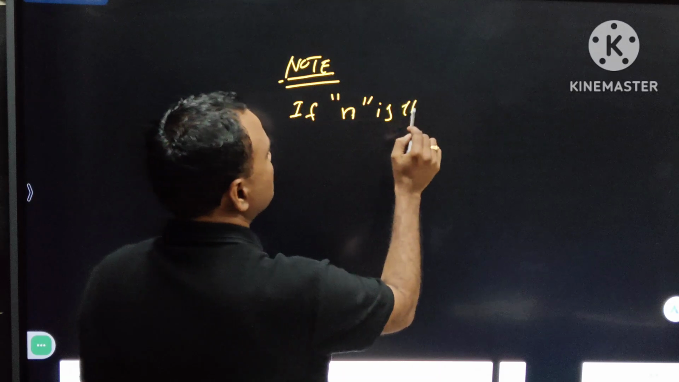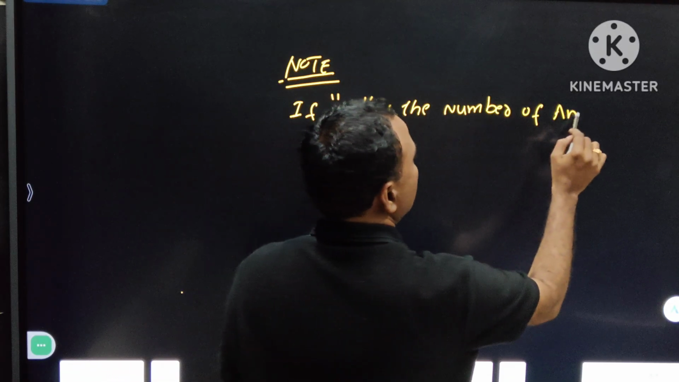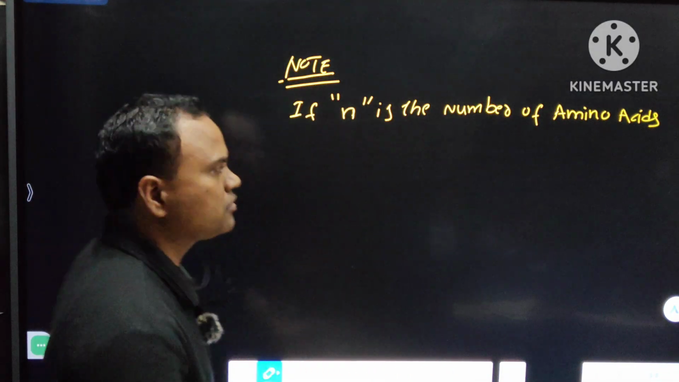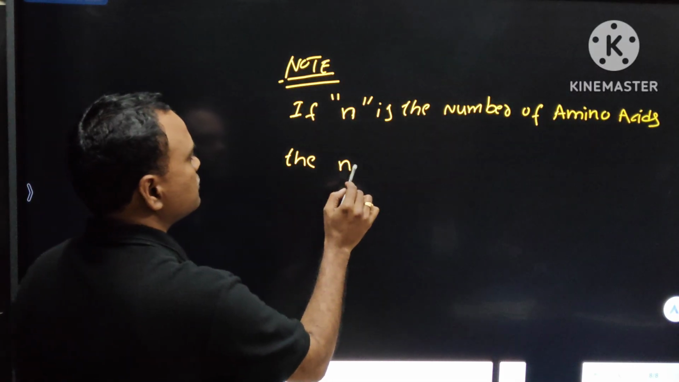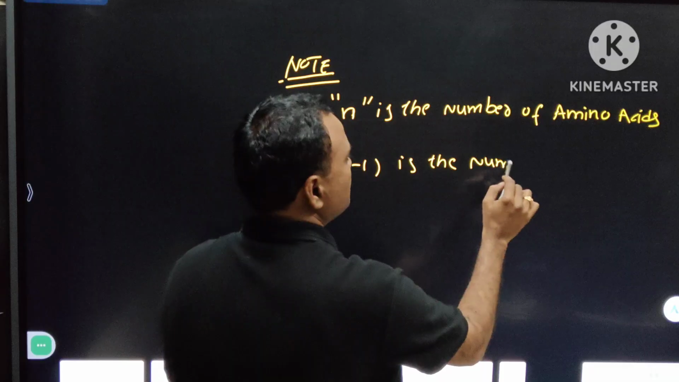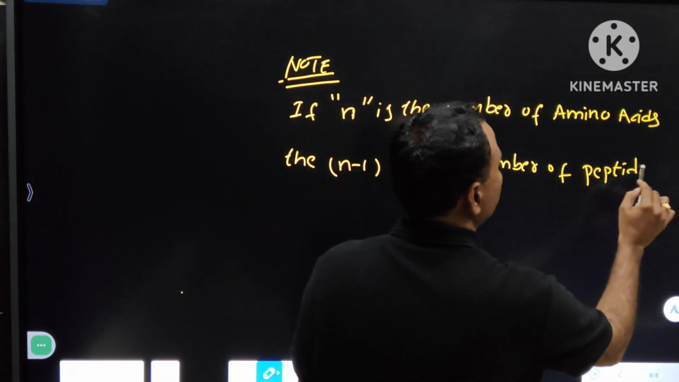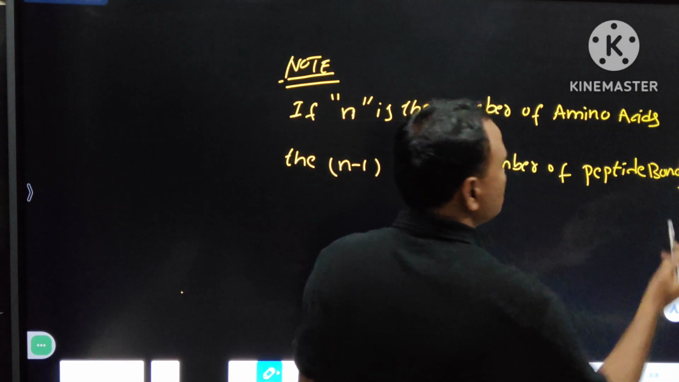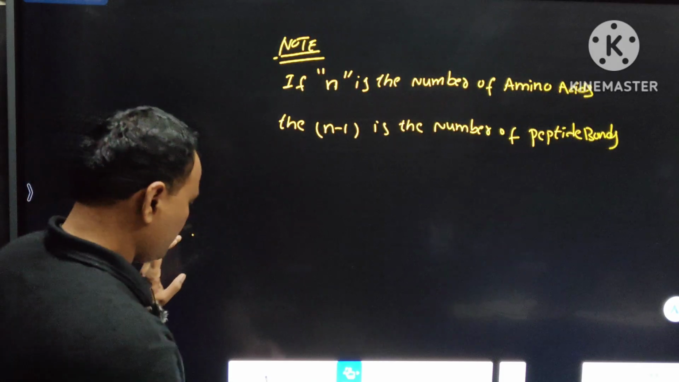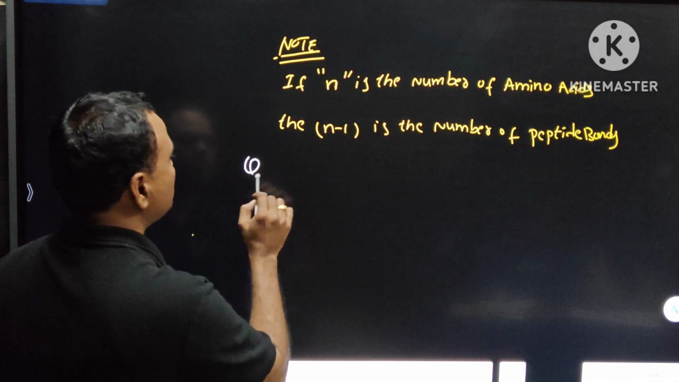Write one note. If n is the number of amino acids, then n minus 1 is the number of peptide bonds. Are you following, online students? Everyone?